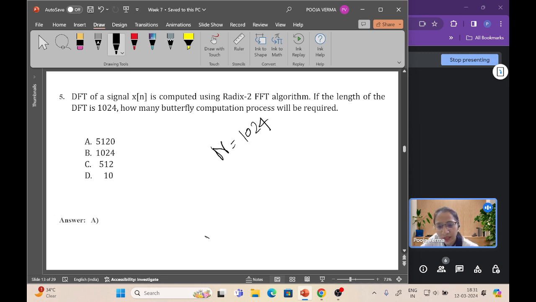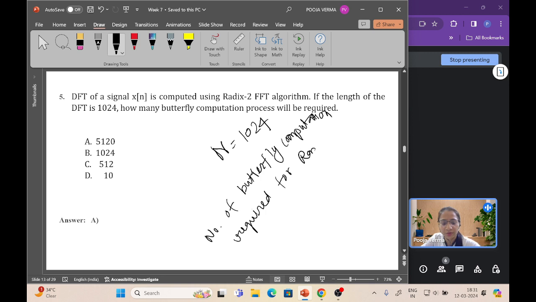So the number of butterfly computations required for radix-2 FFT algorithm is capital N by 2 into small n.